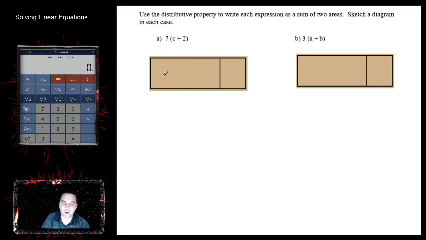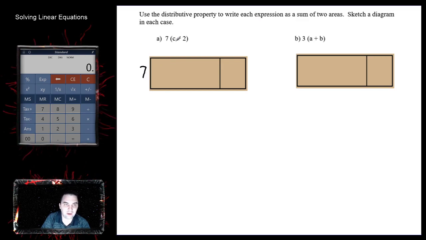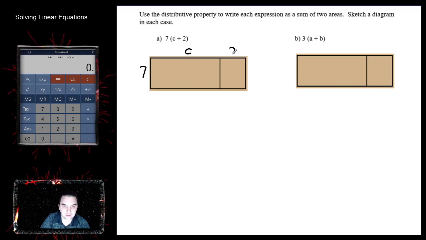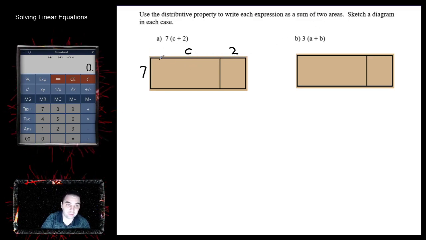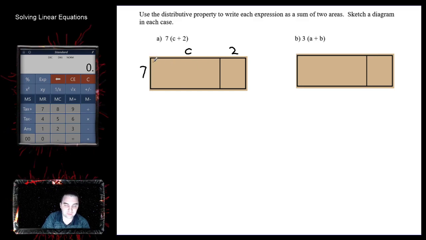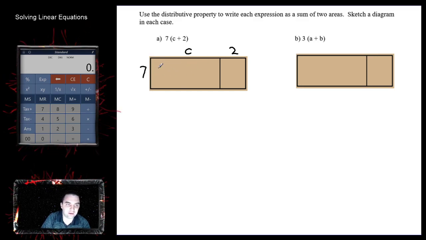Setting up an area model here. So I have a 7, and then here I have C plus 2. I have C here and a 2 here. So the top here, this whole top is C and 2, C plus 2. Now to do the area models, I just have to multiply all the individual widths and heights, widths and lengths, or whatever you want to call it, and see what the area is.